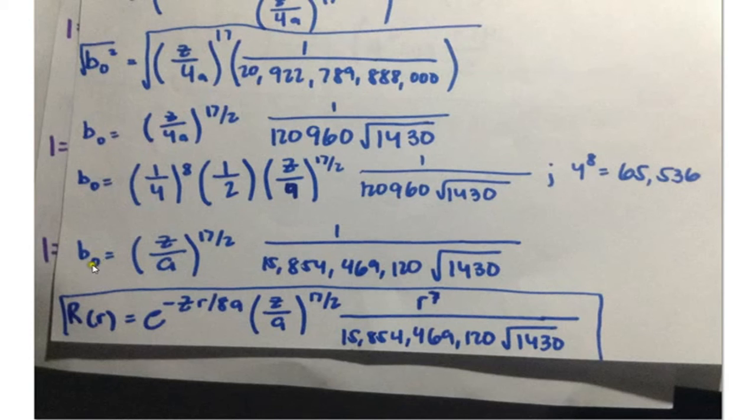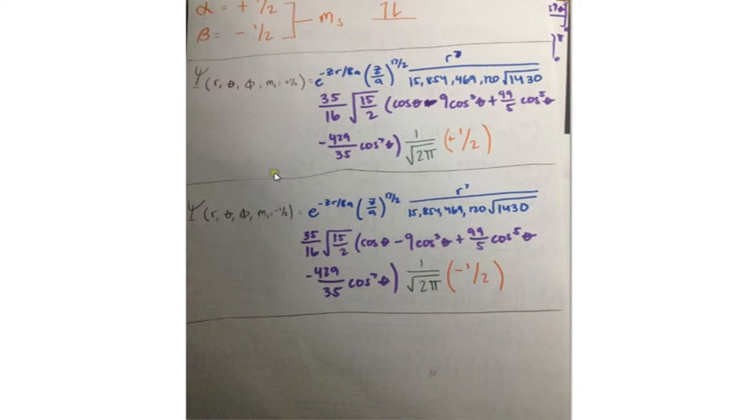So substituting the value for B0 that we got, we have now R is equal to e, so negative Zr over 8A multiplied by Z over A is 17 over 2 times r raised to 7 over 15,154,469,120 square root of 1,430. So lastly, the alpha and the beta are just simply the ms, or the magnetic spin of your electron.